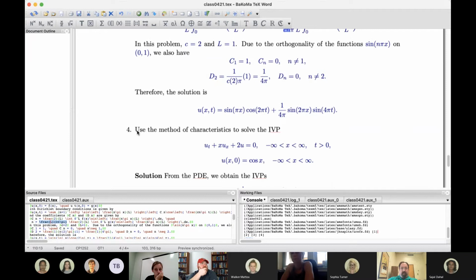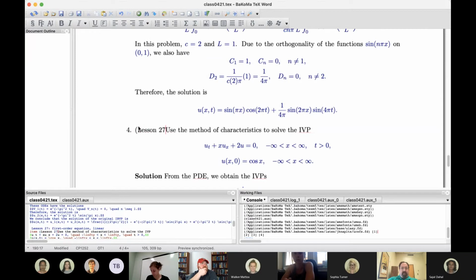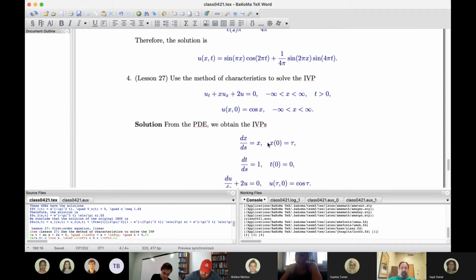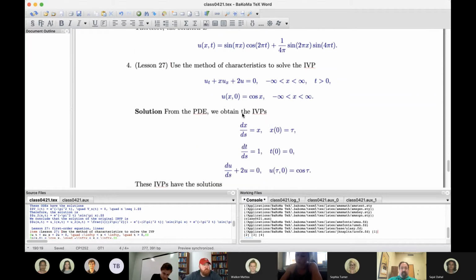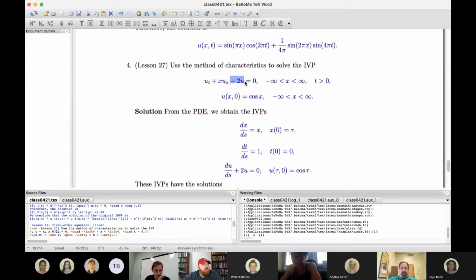The last problem, old material, is from lesson 27. Method of characteristics for a linear PDE. So method of characteristics gives you these ODEs. dx/ds is the coefficient of ux. dt/ds is the coefficient of ut. And then we have du/ds plus whatever term is left over on the left side equal to the right-hand side, which is 0.